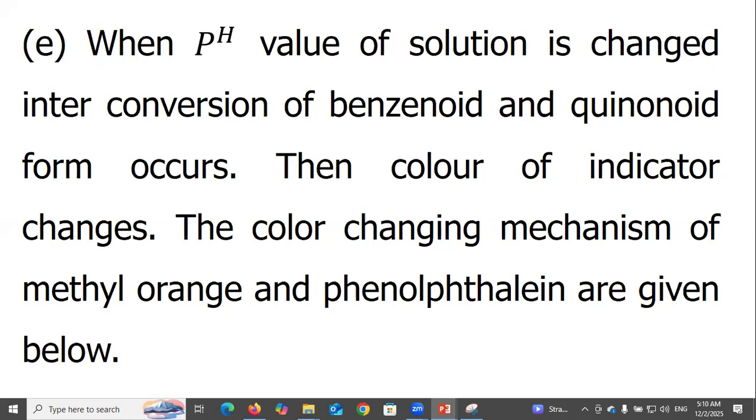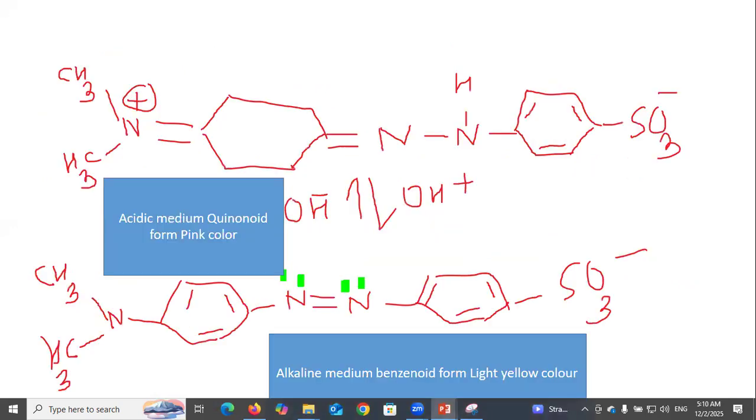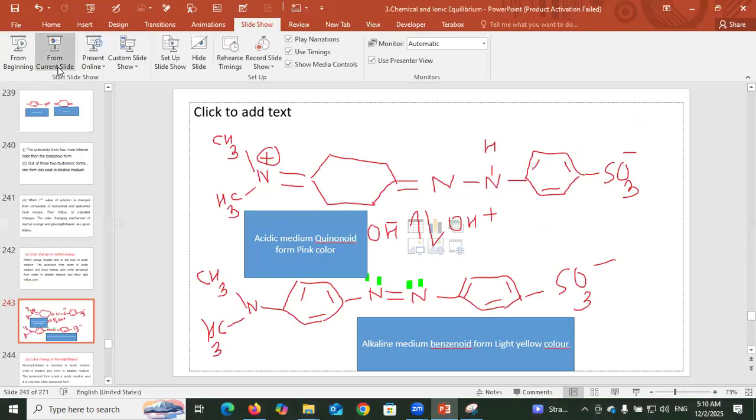The color changing mechanism of methyl orange and phenolphthalein are given below. Color change in methyl orange: methyl orange imparts pink or red color in acidic medium. The quinoid form exists in acidic medium and so has an intense color, while the benzenoid form exists in alkaline medium and so has a light yellow color. Acidic medium, quinoid form, pink color; alkaline medium, benzenoid form, light yellow color.